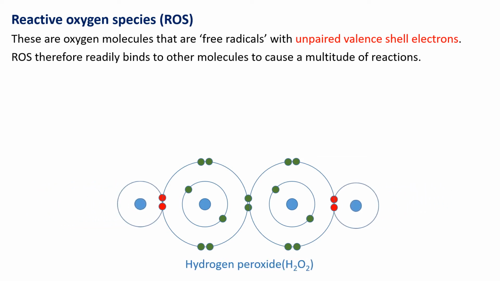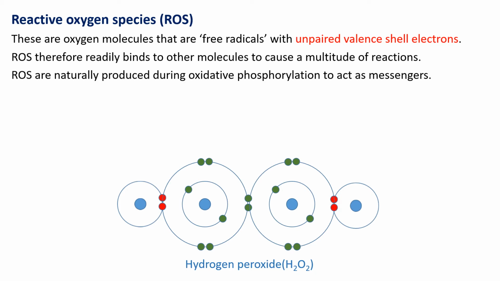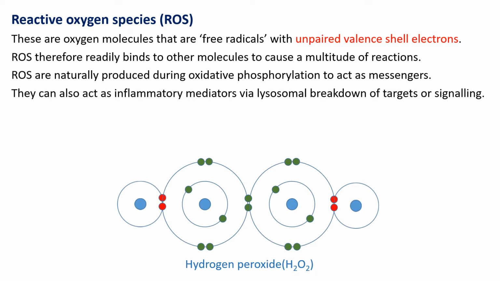So reactive oxygen species therefore readily binds to other molecules, and this can cause a multitude of reactions. And here you see we've just added 2 hydrogens to our O2, which has given us hydrogen peroxide, H2O2. Generally, ROS are naturally produced in small quantities in a controlled way during oxidative phosphorylation, and those can act as messengers. They're also found in lysosomes, and they help with the breakdown of phagocytosed targets alongside proteases, other enzymes, toxic chemicals.